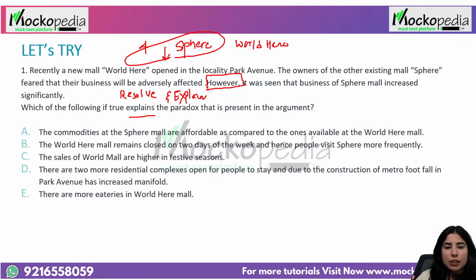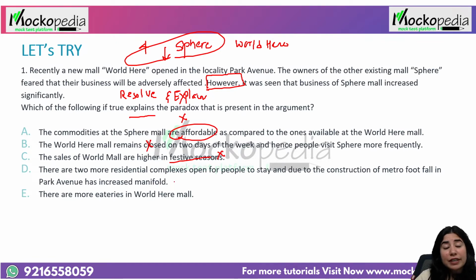The commodities at the Sphere Mall are affordable as compared to the ones available at the World Here Mall. So affordability is not being talked about. So this goes out. The World Here Mall remains closed on 2 days and hence people visit Sphere more frequently. So again, they are not talking about the business aspect. The sales of World Here Mall are higher in festive seasons, again out of scope. There are two more residential complexes open for people to stay, and due to the construction of the metro, footfall in Park Avenue has increased manyfold.